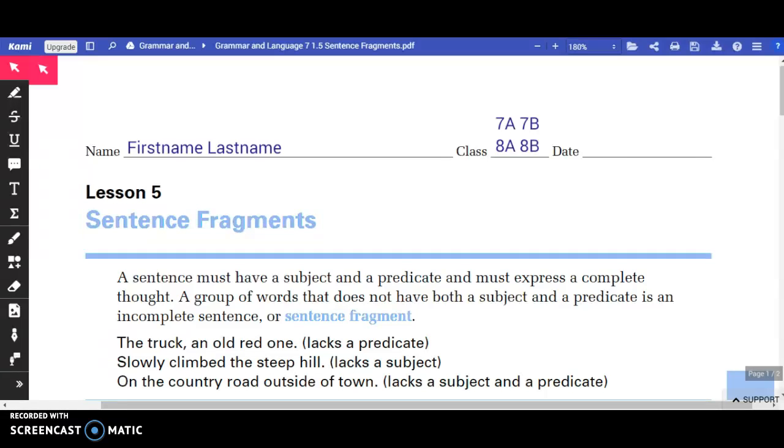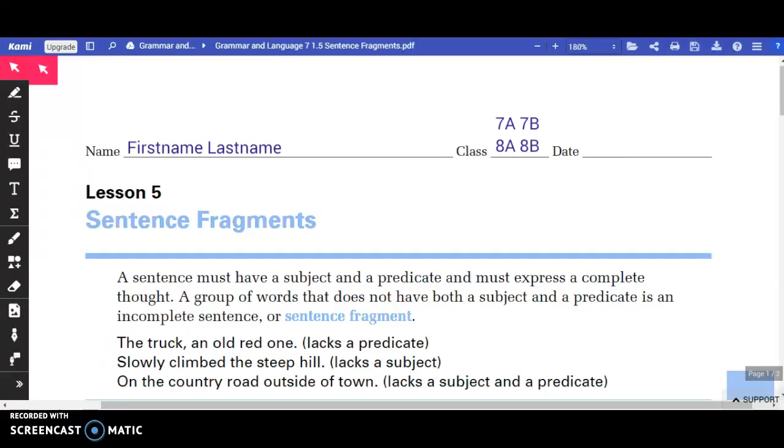For your Unit 1 Lesson 5 workbook pages, make sure that the first thing you do is put your first name and last name on the name line, and make sure that you put the class code for your homeroom so that your teacher can sort this. So once you get your name and your homeroom on the top of your paper, you're ready to get started.